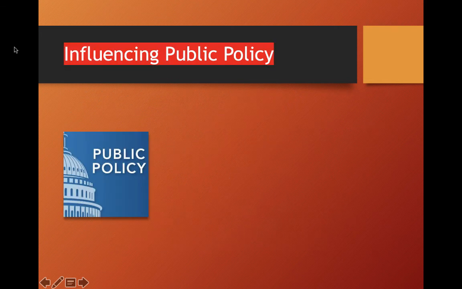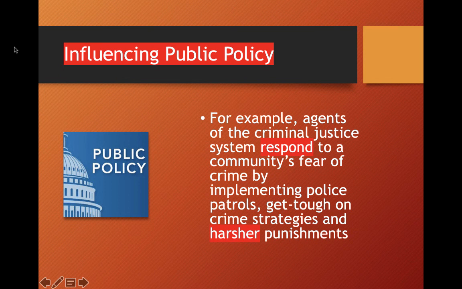We also have influencing public policy. For example, agents of the criminal justice system respond to a community's fear of crime by implementing police patrols and getting tough on crime strategies and harsher punishments. So if you have a certain part of a city or a jurisdiction that's having a lot of burglaries, your city municipal government will contact your police chief or sheriff and say, there's a lot of burglaries, people are getting items stolen, people are getting hurt, so we want you to do more patrols and identifying people so we can catch who's doing it, and then the judges will give harsher sentences. So it's amazing how public policy can be influenced by what's going on.